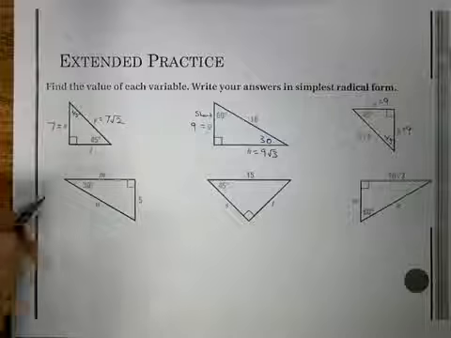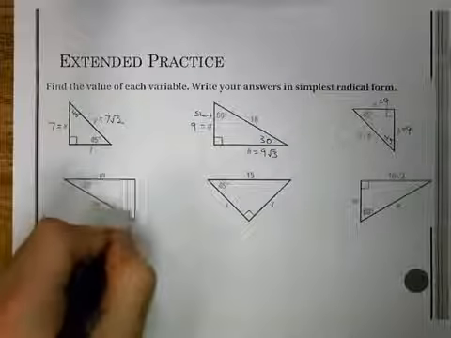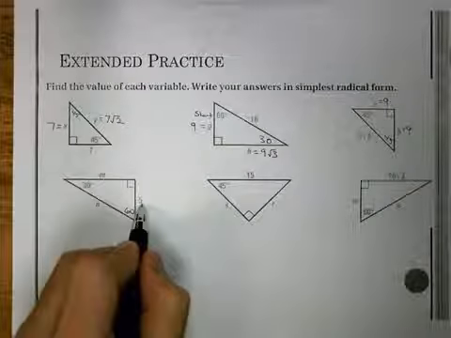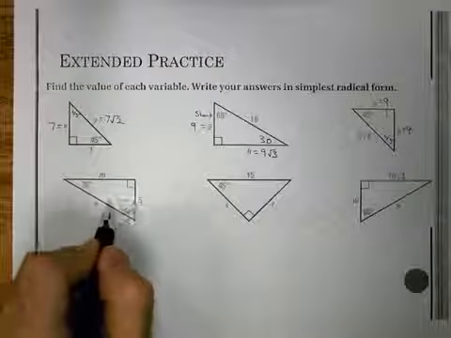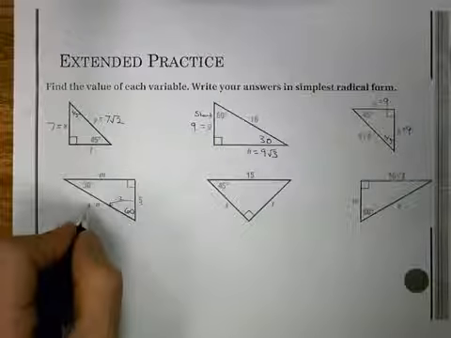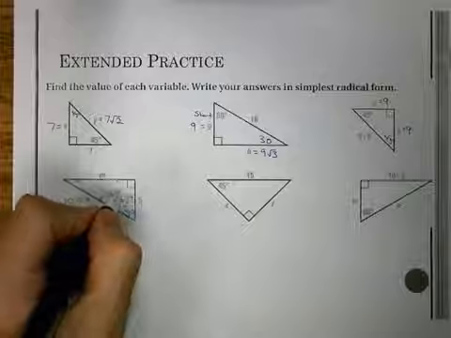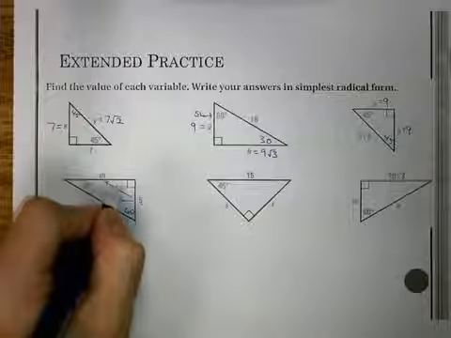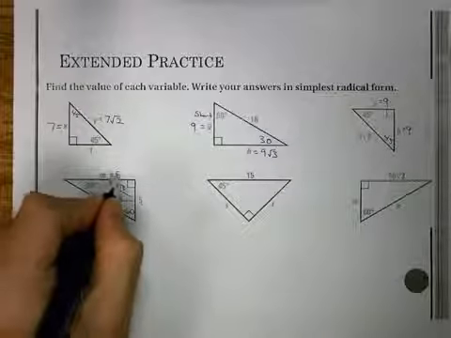Next one down here, I have 30, 90. This is 60. My shortest side is 5. To get to my hypotenuse, I multiply by 2 to get 10. To get to my longer leg, I multiply by root 3 and get 5 root 3.